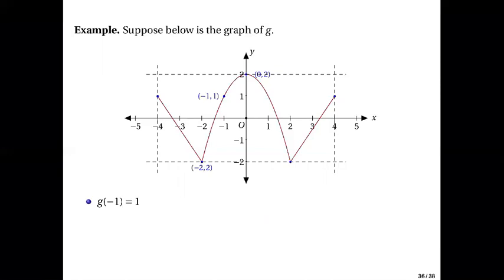But anyway, g of negative 1 equals 1. So this is your x-coordinate, that's your negative 1. If you evaluate that in g, you will get your y-coordinate, which is 1 here. So g of negative 1 equals 1. g of 0 equals 2. You look at this point, your x-coordinate is 0, and your y-coordinate is 2. So g of 0 equals 2.